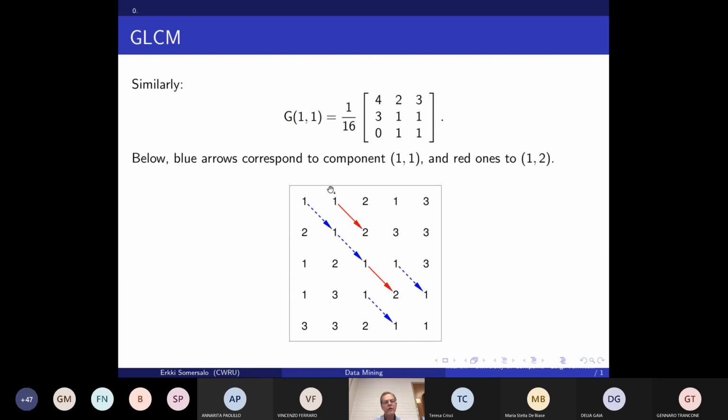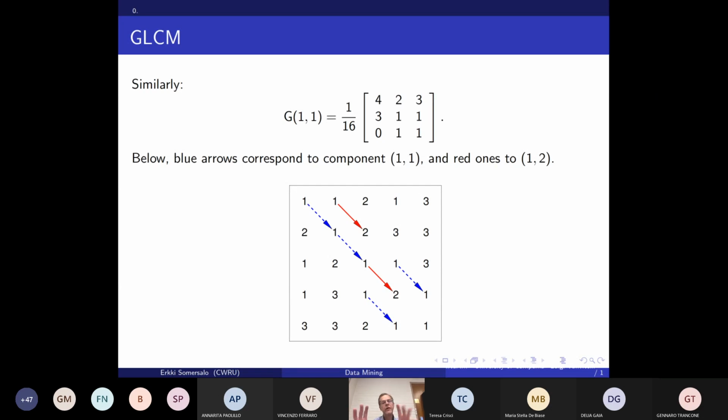Now I'm looking at the co-occurrence of 1 and 2. So I'm looking at the 1, 2 component in my matrix. I need to find the pairs 1, 2 which appear with a diagonal shift, so 1 down, 1 right. And there are only 2 of them, which correspond to these red arrows here. So I put 2 here, and so on. I'm filling this matrix with those numbers, and then I'm dividing by the total sum. And that's my grayscale co-occurrence matrix for offset 1, 1.